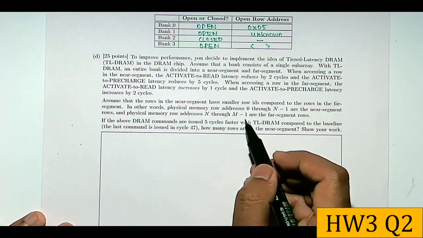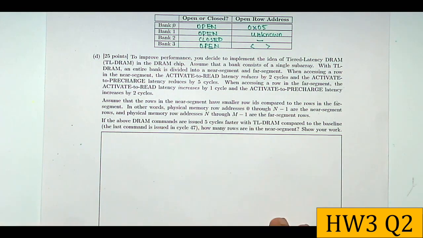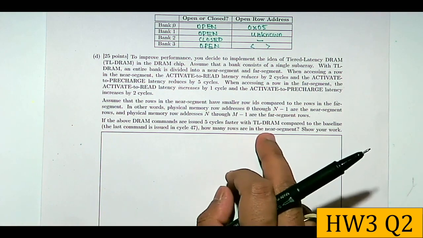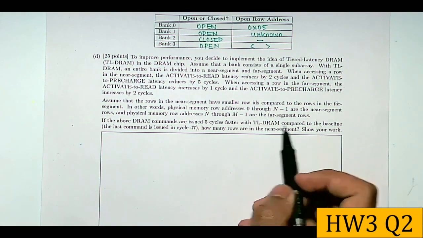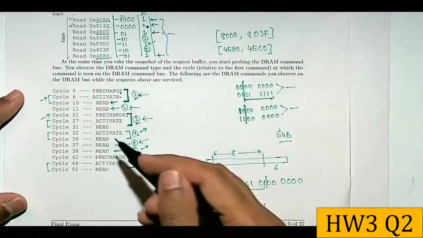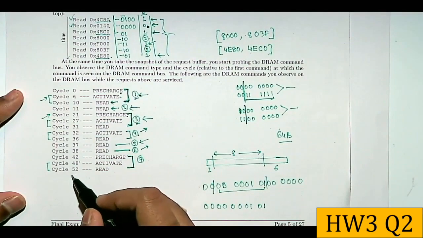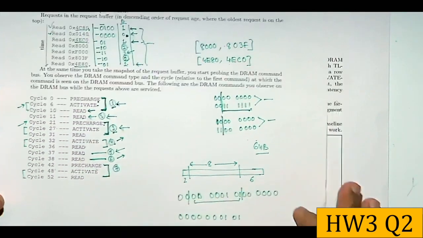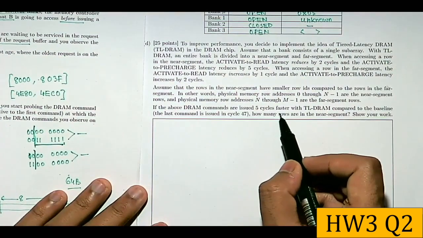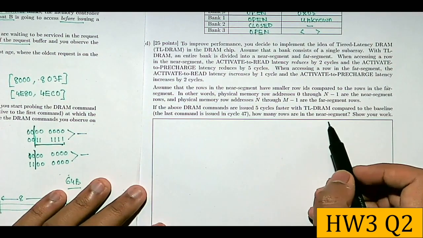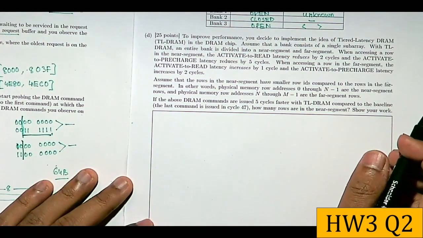Okay? Now the question is, if the above DRAM commands are issued 5 cycles faster with TLDRAM as compared to the baseline, so that means it basically says that previously it ended in 52, now what if it actually ends in 47? And then the question is, if it actually ends 5 cycles faster, then how many rows do you have in the near segment? That's kind of a very neat reverse engineering.